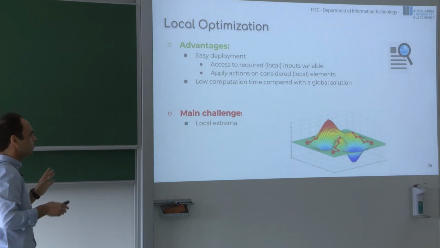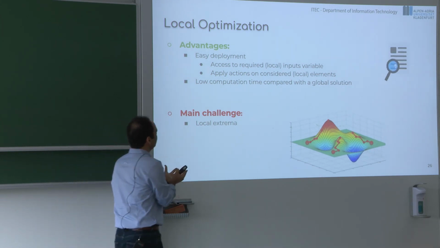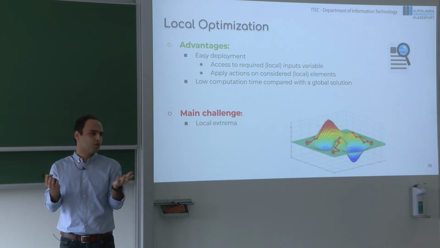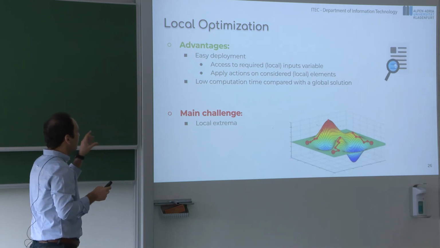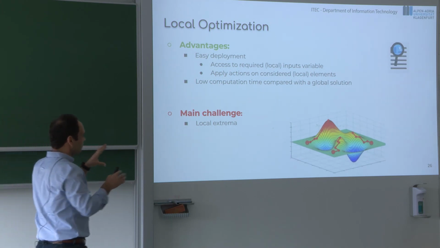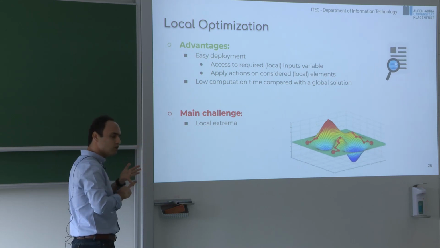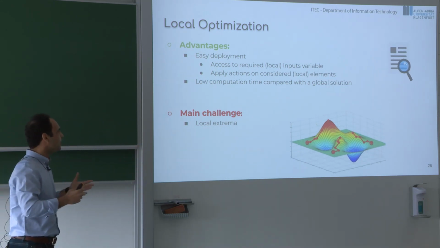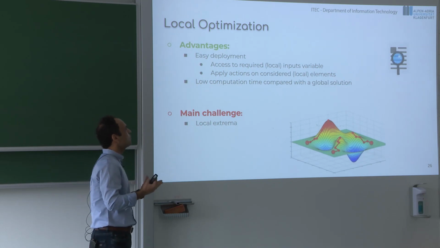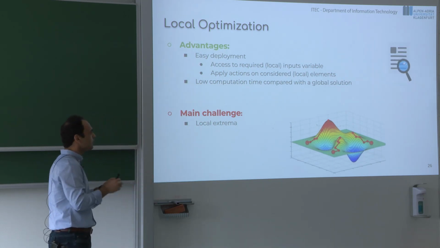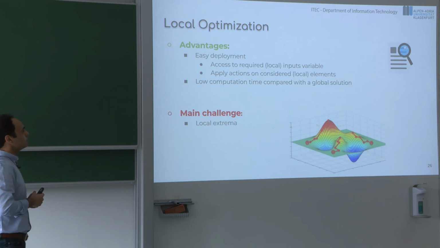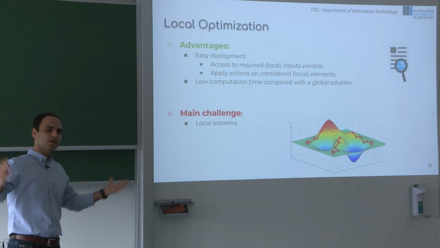So if we select some part of this path, we need to propose a local optimization approach that locally optimizes somewhere. We have some merits and demerits for that. For example, if we select a part of the network to optimize, easy deployment is the first advantage. We can just consider the equipment in that place and optimize that. Access to the required local input variables, we can easily access them. Apply action on considered elements. And low computation time compared to the global solution, where we need to consider many parameters.